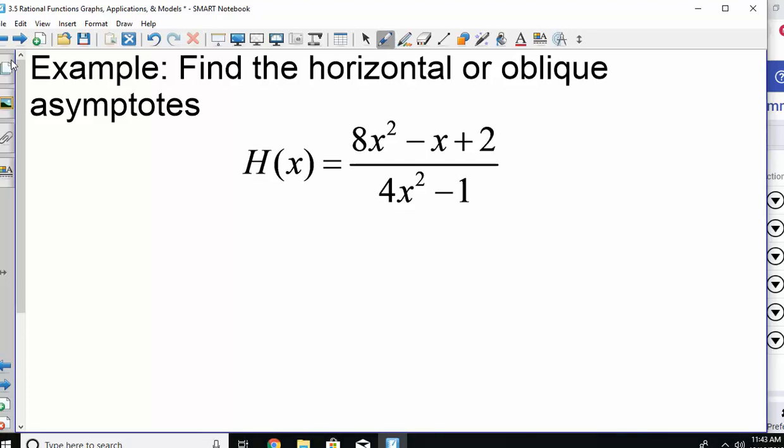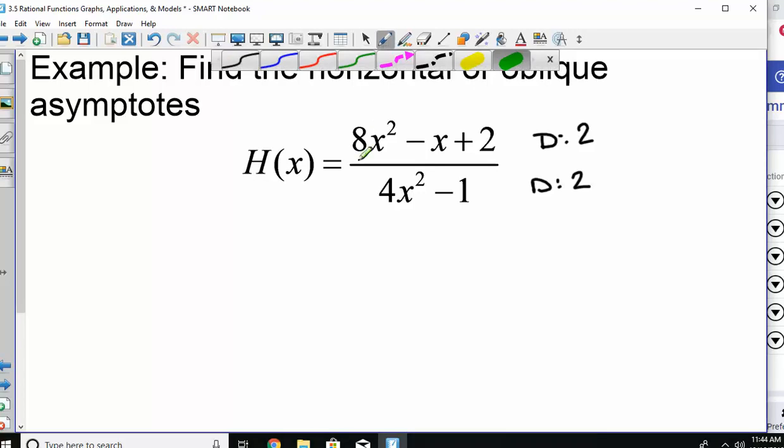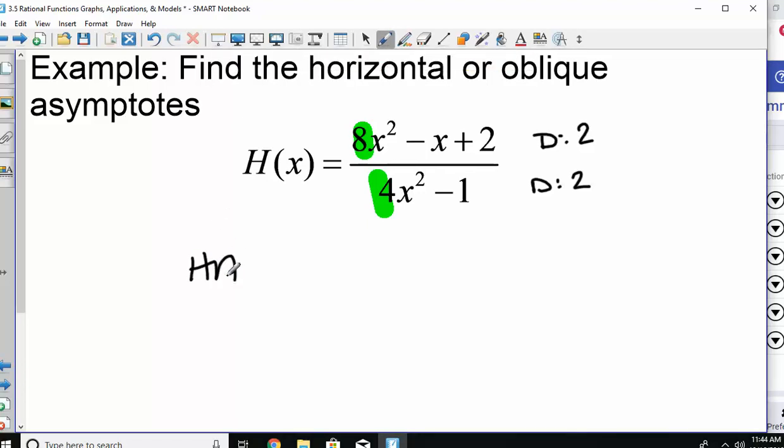So this one. What's the degree of the top? What's the degree of the bottom? Okay, if it is the same degree, I told you that you divide the leading coefficients. So the leading coefficient on top is 8 and the bottom is 4. So 8 divided by 4, so y equals 2 is our horizontal asymptote.